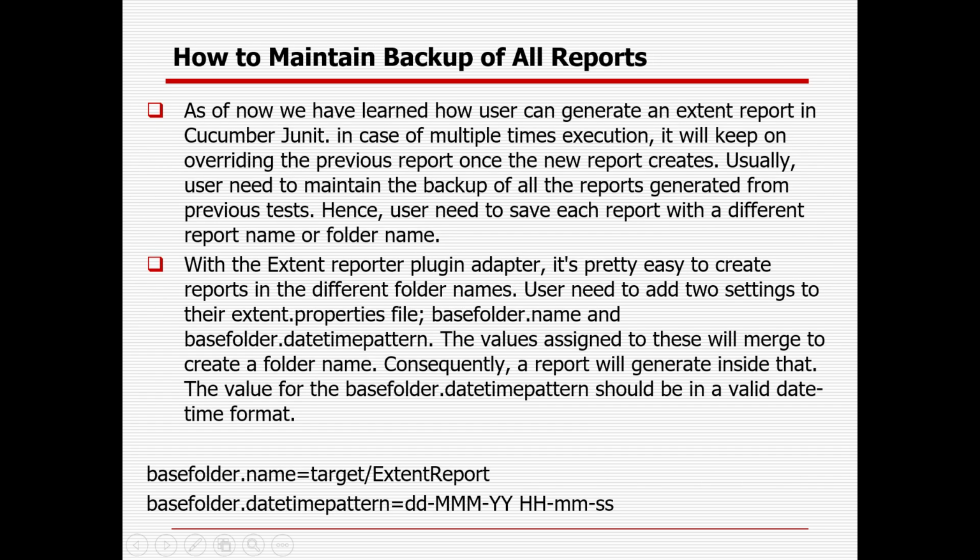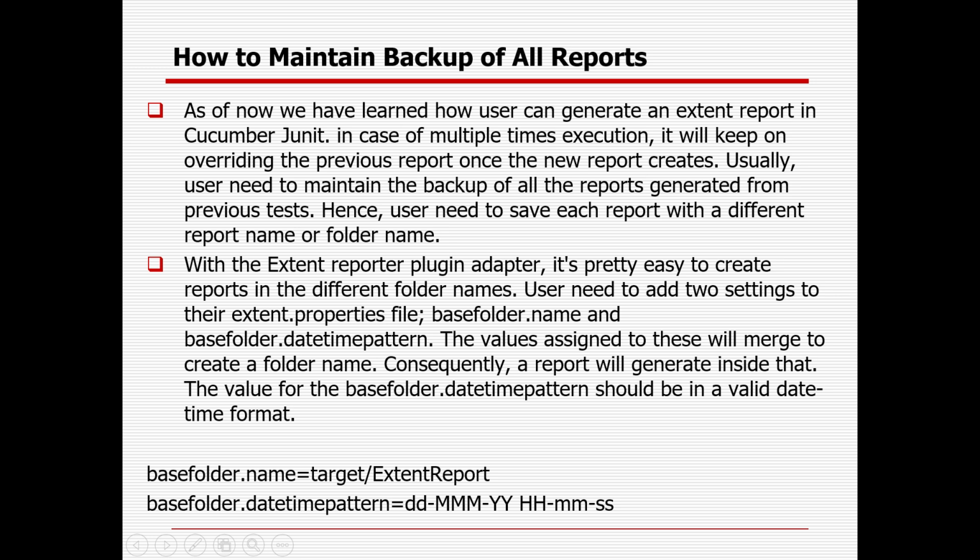So as of now, we have learned how to generate the extent report in Cucumber JUnit. In case of multiple executions, it will keep overriding the previous report once the new report is created. I will not be able to visualize all my reports whatever is required. So usually the user needs to maintain a backup of all the reports generated from previous tests. The end user needs to save each report with a different report name or folder name. With the extent reporter plugin adapter, it is pretty easy to create reports in a different folder name.